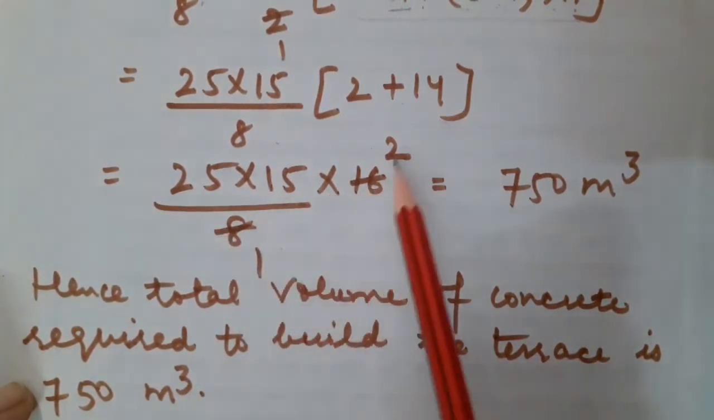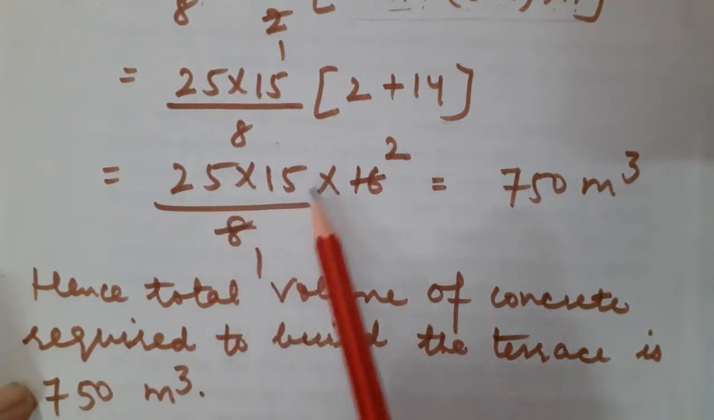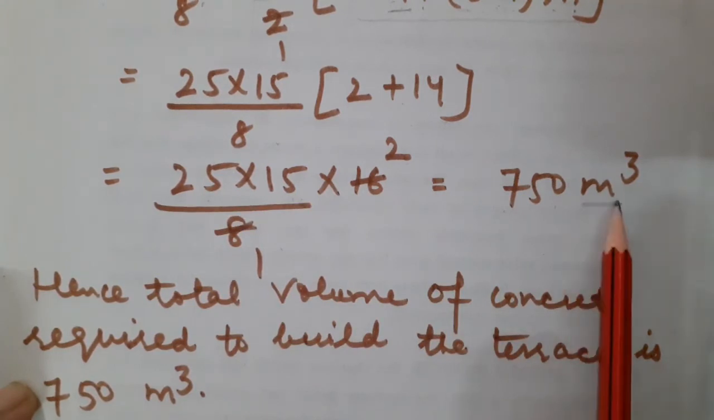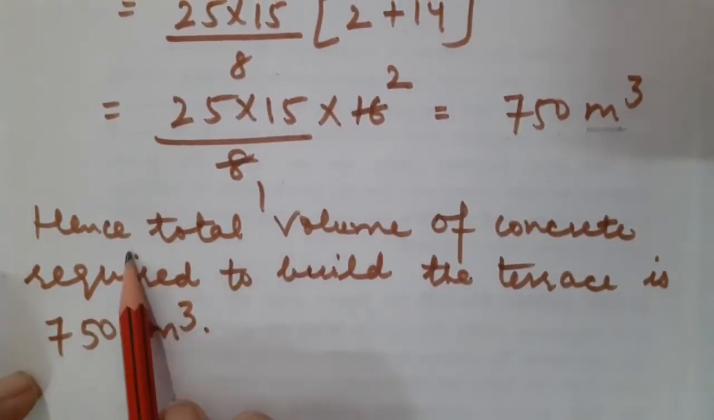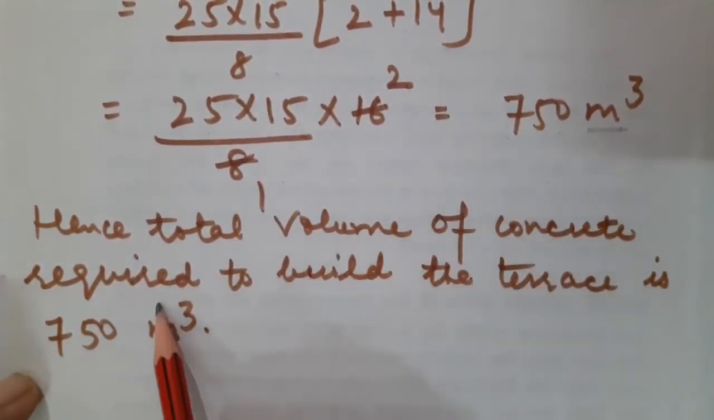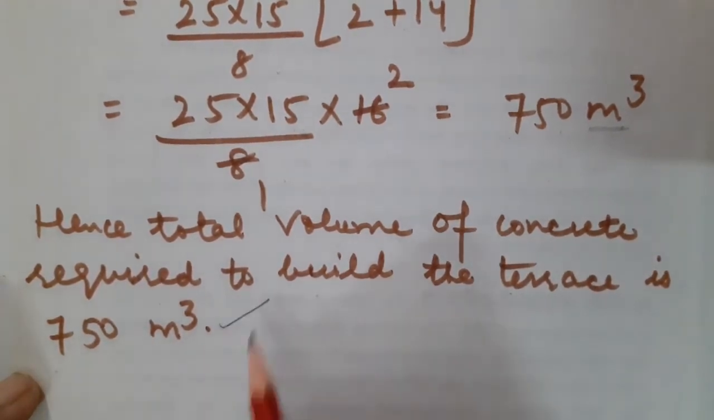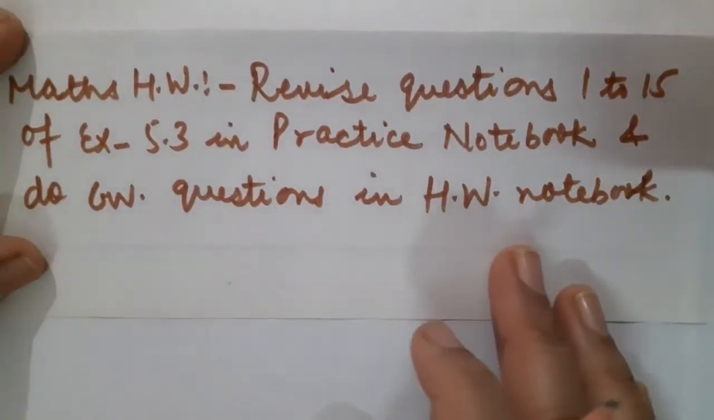So children, after simplifying you have got 25 into 15 into 16 upon 8. 8 ones are 8, 8 twos are 16. Let us multiply 25 by 15 and then by 2. You will be getting 750 cubic meters. Why? Because volume is always calculated in cubic units. Correct, students? So hence the total volume of the concrete required to build the terrace of 15 steps is 750 cubic meters.